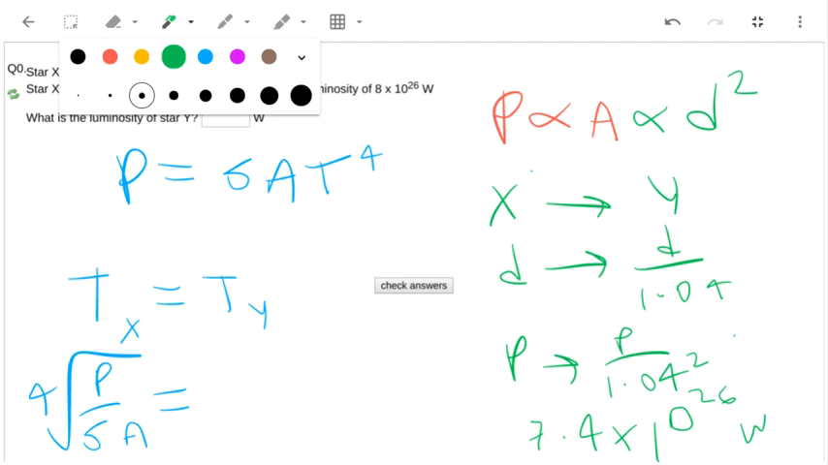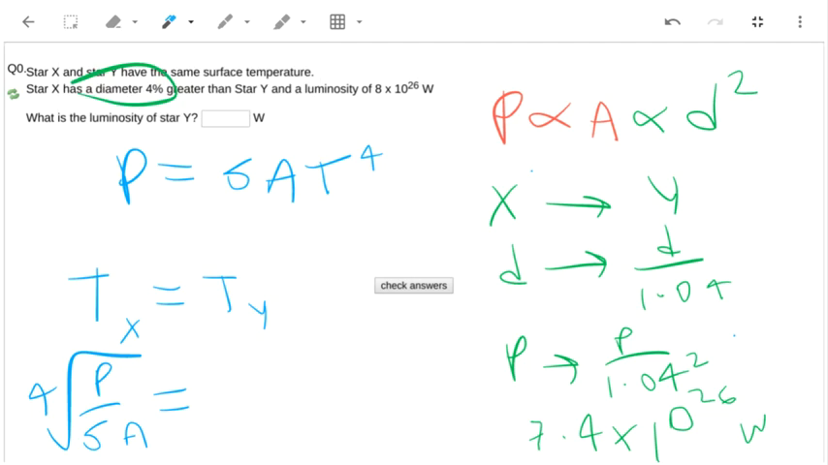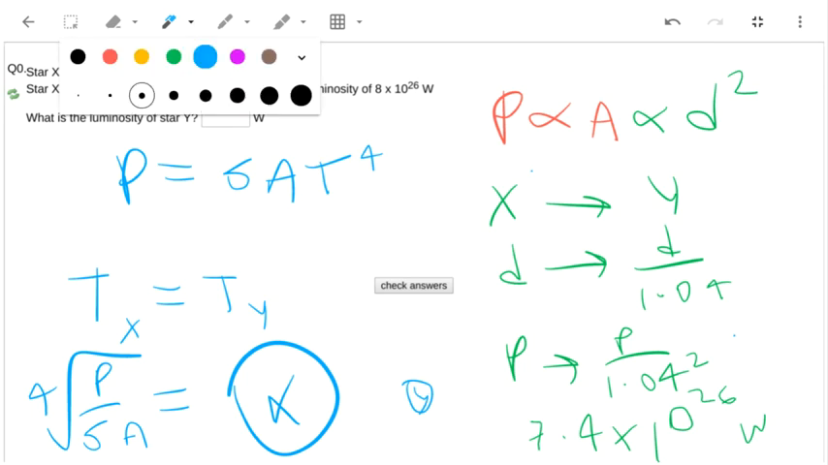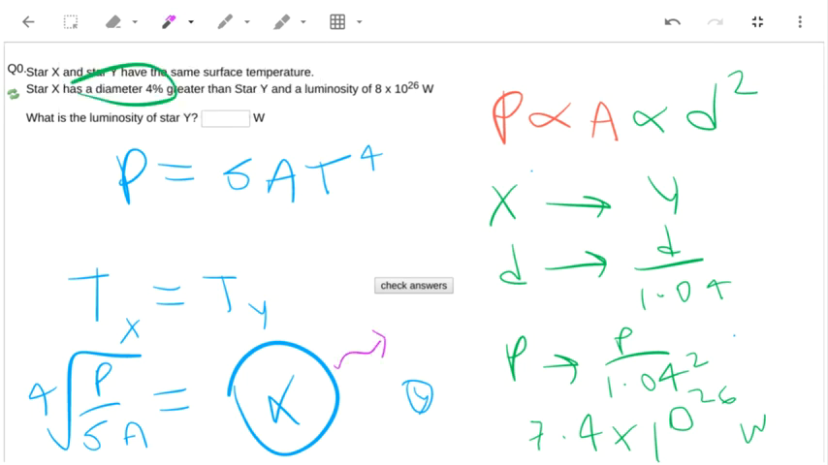Thinking about it, x is bigger than y, and given that they're the same surface temperature, that would mean that x would produce more power than y, so we would expect a smaller number.